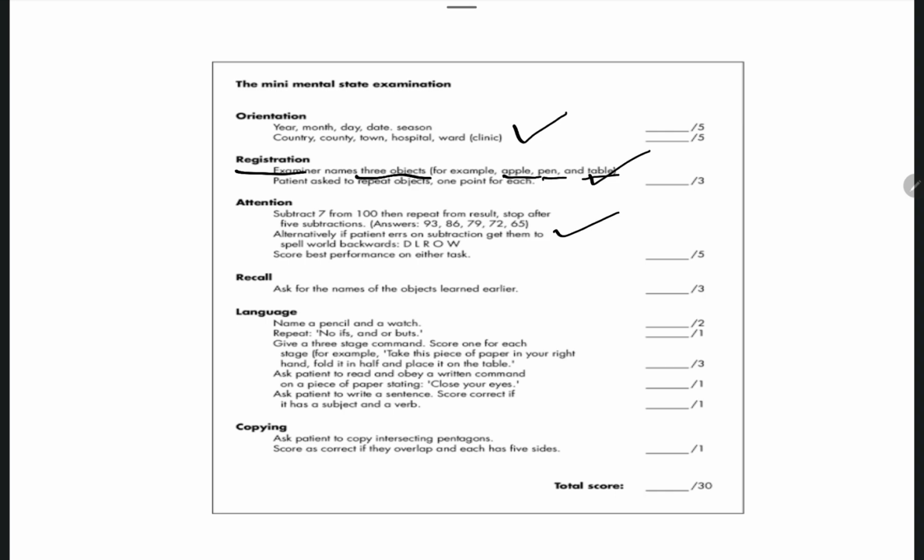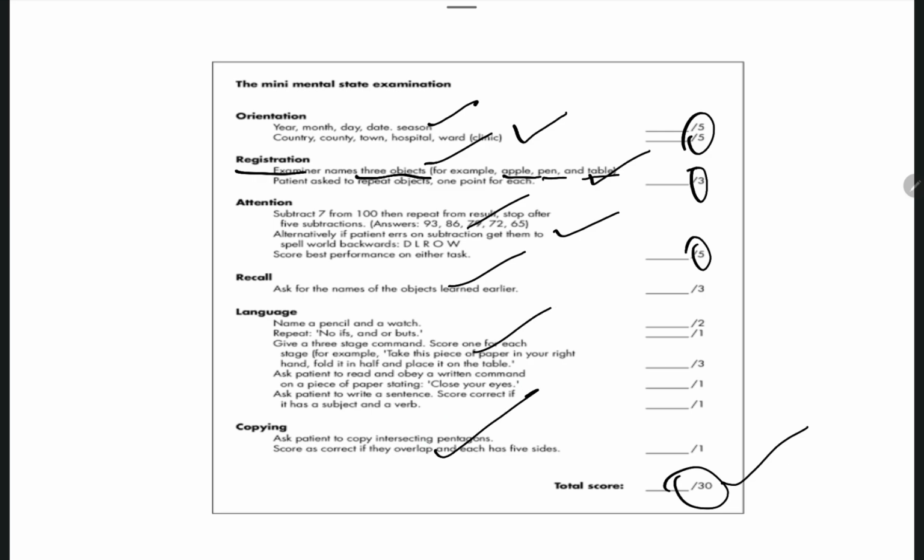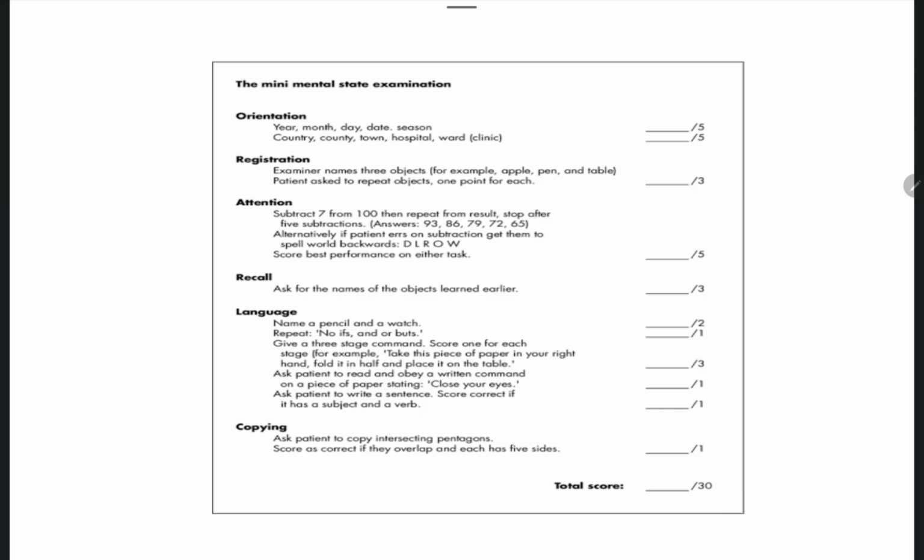In this attention, we check how attentive the person is. For example, if the examiner asks for a serial of numbers, and the person gives the correct answer, he will get the 5 score. Like that, the complete score is 30. So mainly we have orientation, registration, attention, recall, language, and copying. These are the capabilities we can see by using the mini mental status examination.